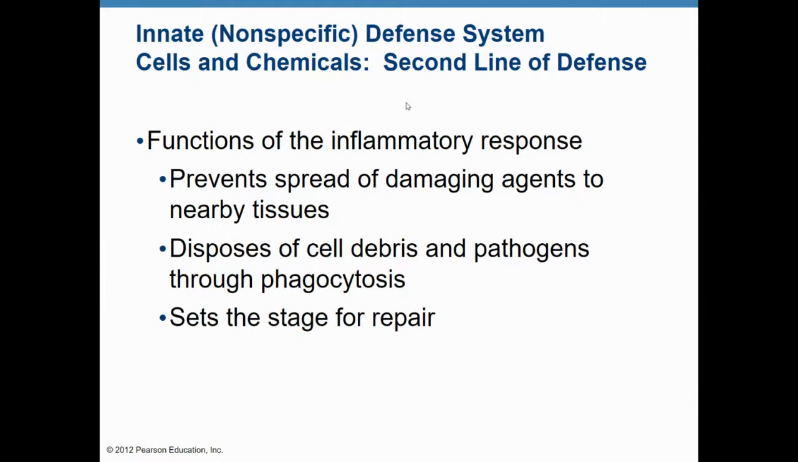So what is the function of the inflammatory response, right? We know that you get inflammation from dilated, leaky blood vessels, but what's the purpose? Well, the first thing is that it helps to prevent the spread of damaging agents to nearby tissues. When that fluid leaves those leaky capillaries, it's going to carry clotting proteins with it. And those clotting proteins can kind of wall off the area where the tissues have been damaged. And so it helps prevent the spread of those invading pathogens to nearby areas.